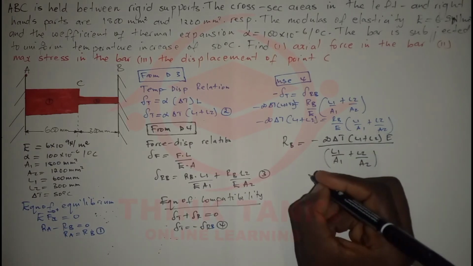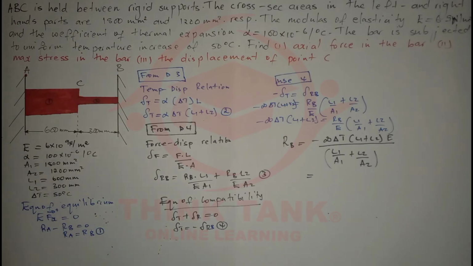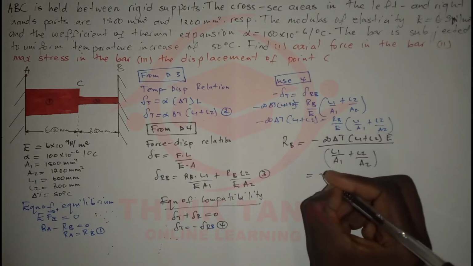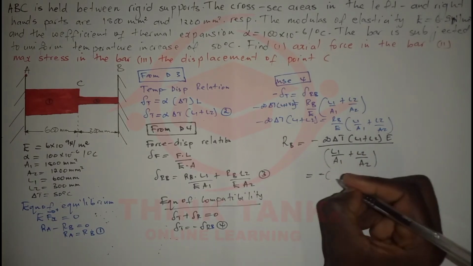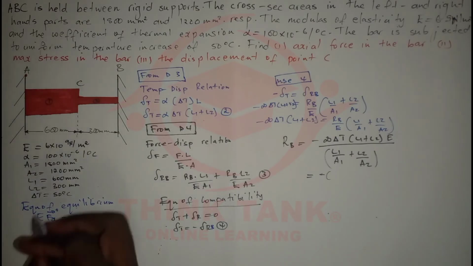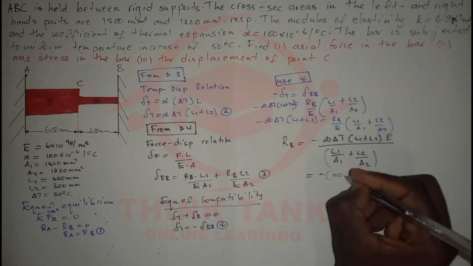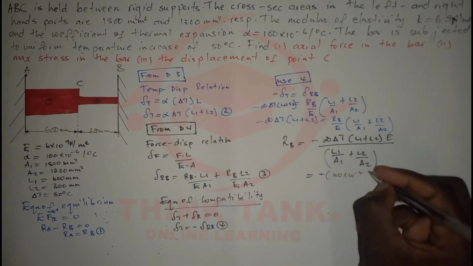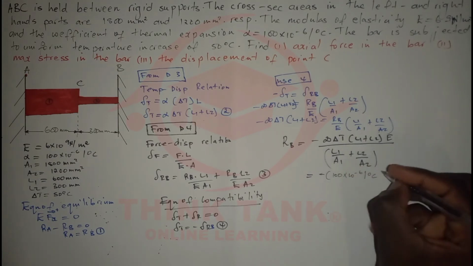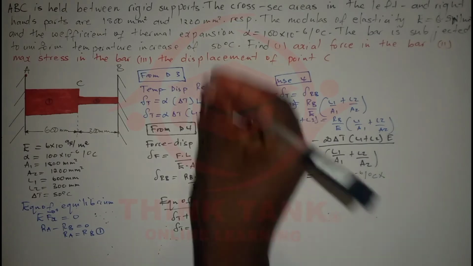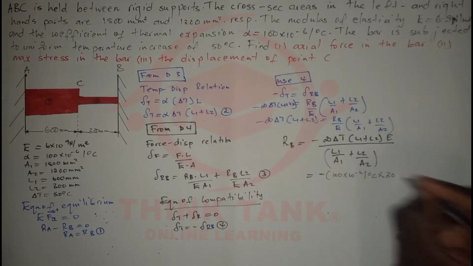And from here, I can put in my values. We have the negative right here, and we have alpha. What is alpha? From the numerical data that we have, it is 100 times 10 to the power negative 6 per degree Celsius, times the change in temperature. We know that the change in temperature is 30 degrees, so I'm going to write 30 here.